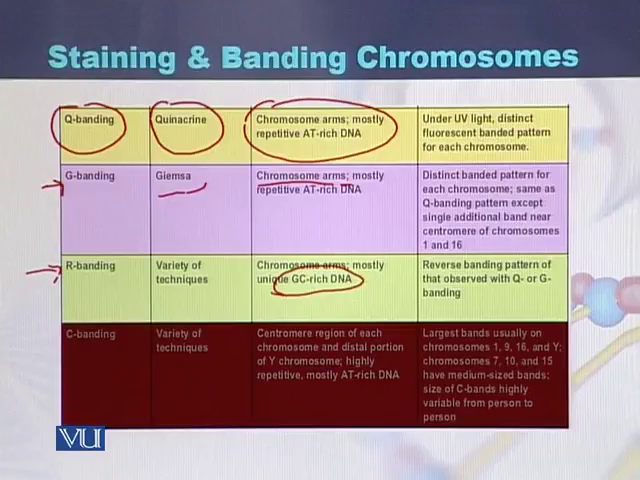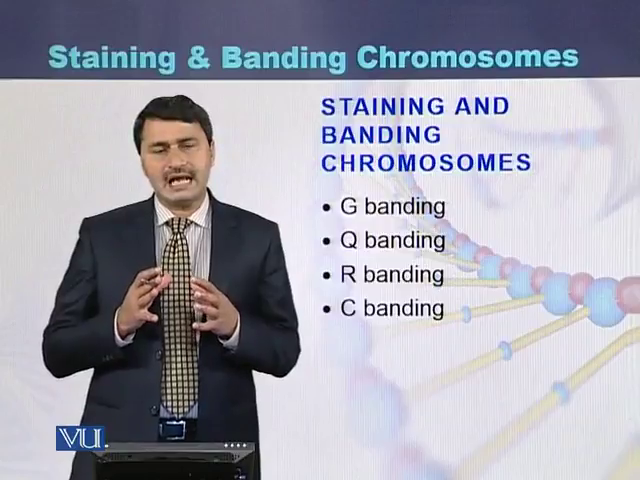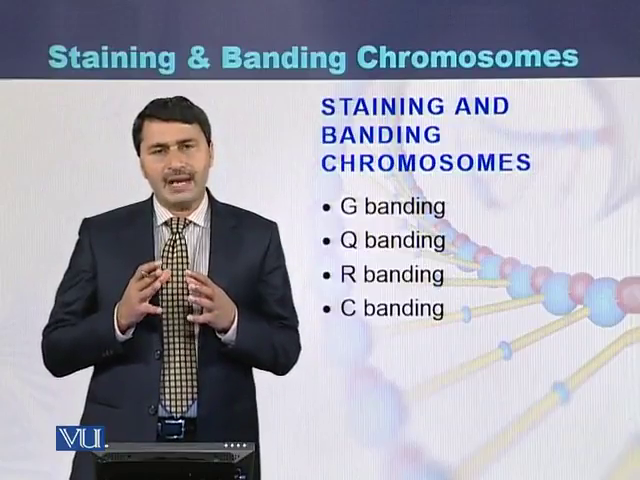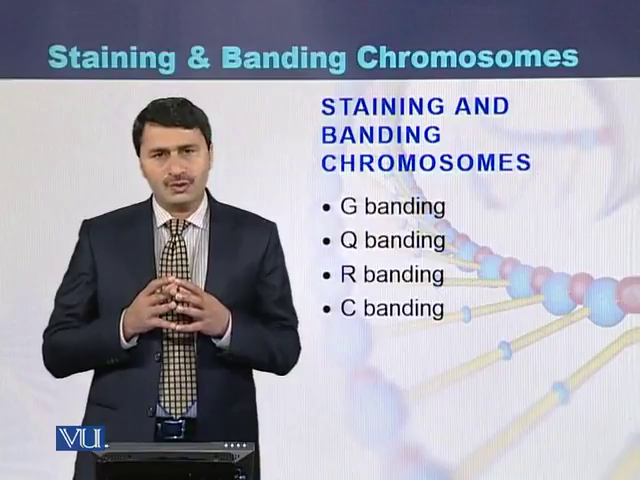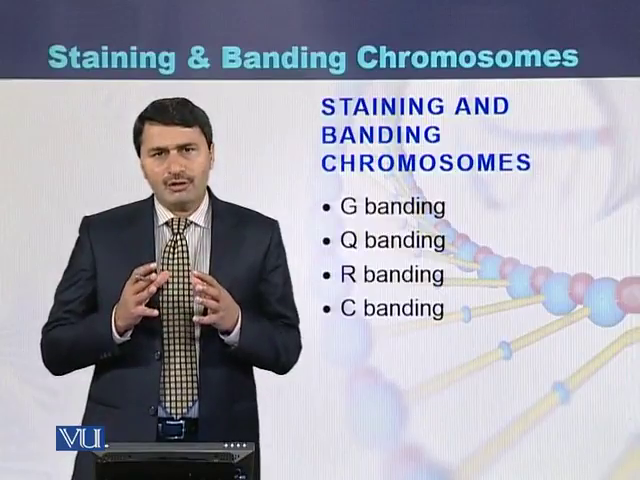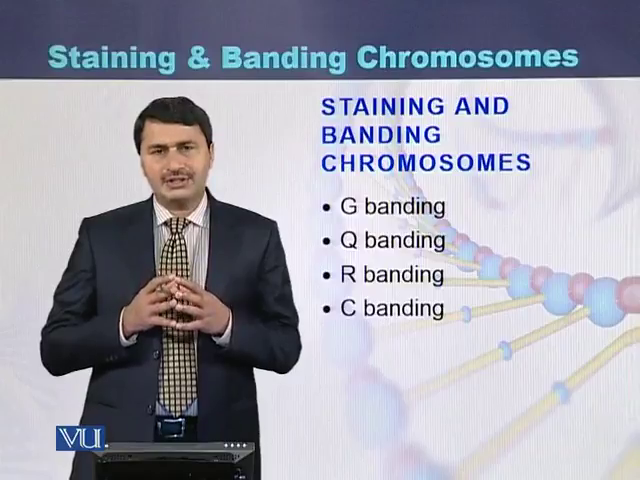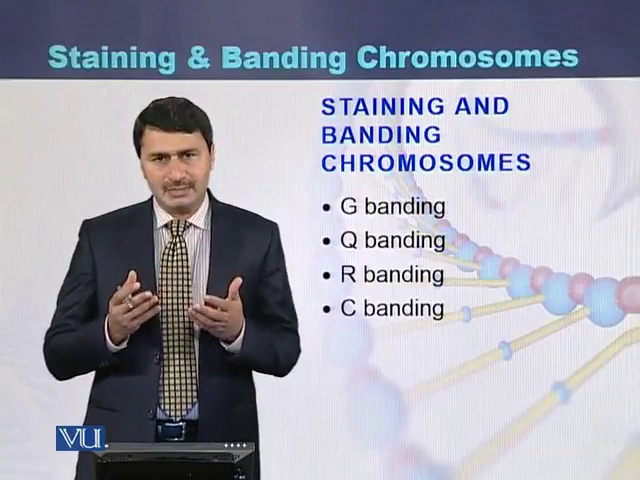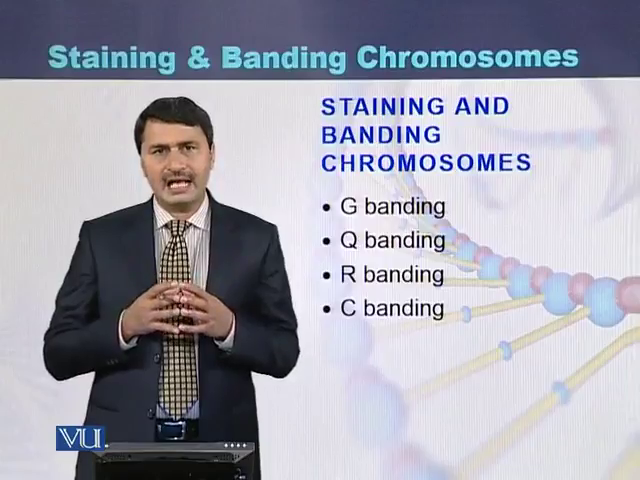The 4th type of the banding pattern is C banding. To perform the C banding, there are different techniques, and C banding is particularly for the centromere of the chromosomes. So we can say that there are different banding patterns of the chromosomes. 4 important banding patterns are G banding, C banding, Q banding as well as R banding.